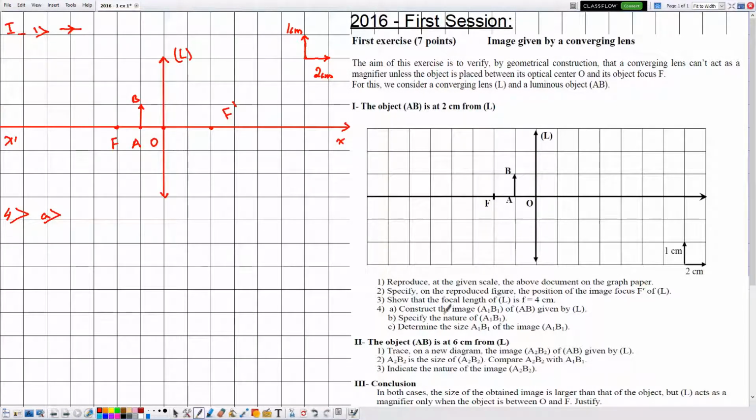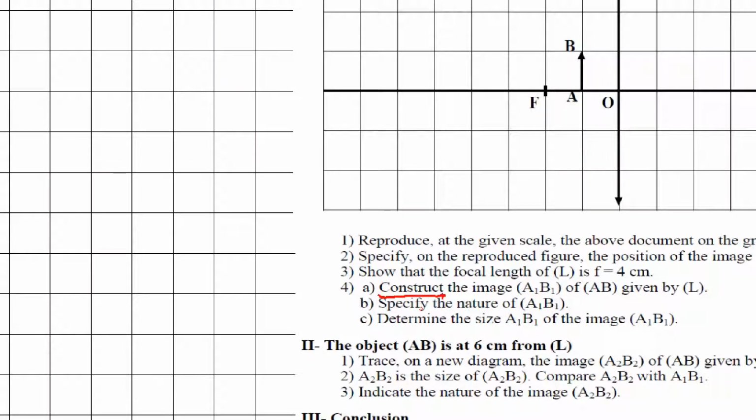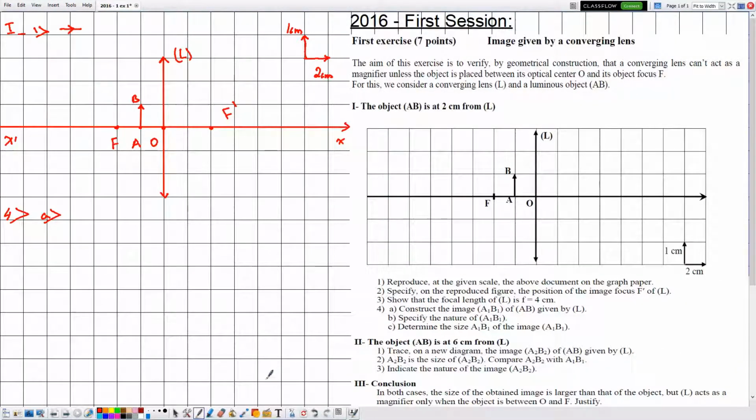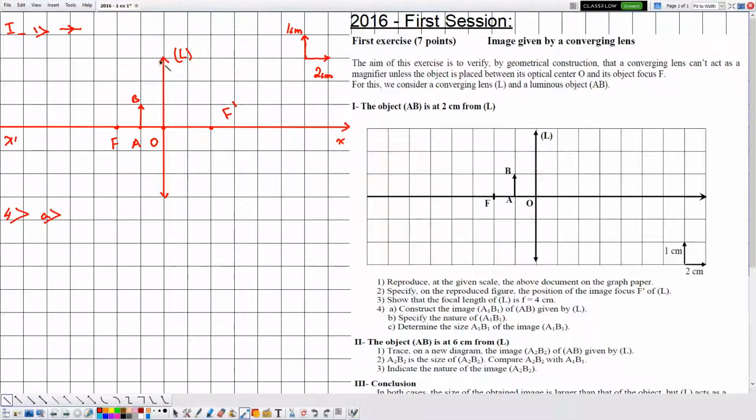They are telling me construct the image A1B1 of AB given by L. So we need to construct the image A1B1. In order to construct the image, we need to trace the path of two luminous rays, and the image will be the intersection of these rays, okay? And here they are telling me construct, and we know that the word construct means that we need to trace and justify. So first, let's trace the path of these two rays.